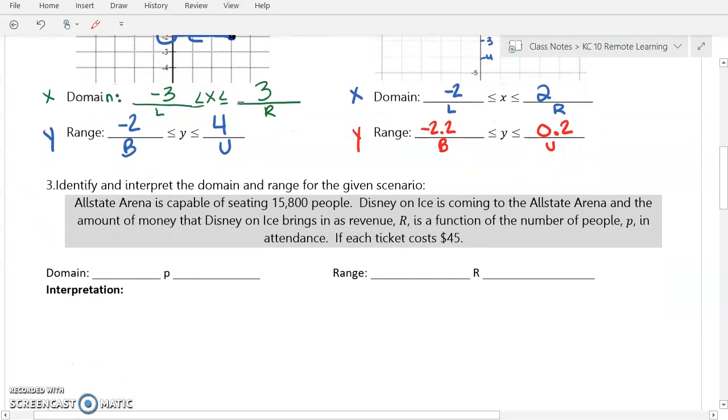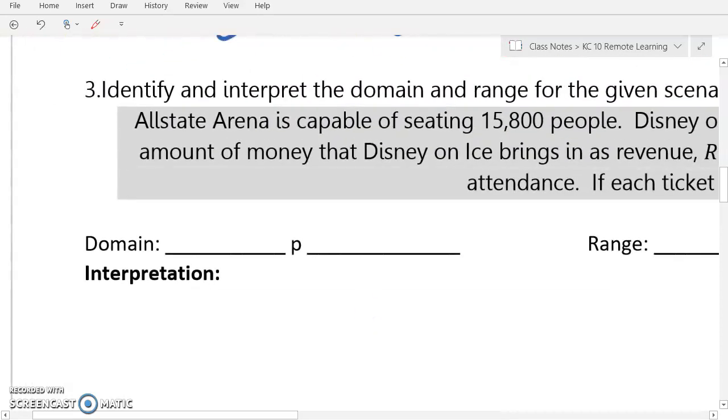Number 3 is identify and interpret the domain and the range for the given scenario. So the scenario is that Allstate Arena is capable of seating 15,800 people. Disney on Ice is coming to Allstate Arena. And the amount of money that Disney on Ice brings in as revenue, R, is a function of the number of people, P, in attendance. If each ticket costs $45. Alrighty, so the domain here, it kind of already tells you it's P for people.